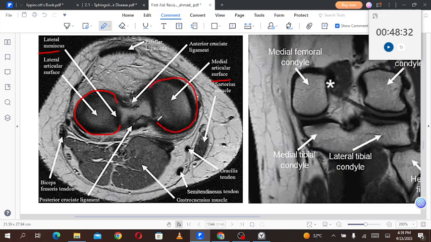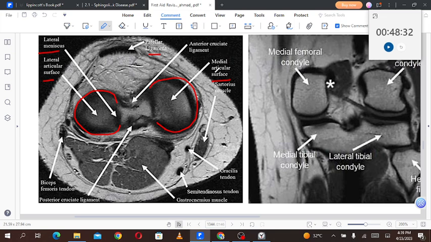Sorry, not lemniscus, it is meniscus. So lateral meniscus over here and medial meniscus here. Here is the patellar ligament. Then we have the lateral articular surface. So the menisci are lining the articular surfaces as I just stated. The lateral articular surface is lined by the lateral meniscus, while the medial articular surface is lined by the medial meniscus.